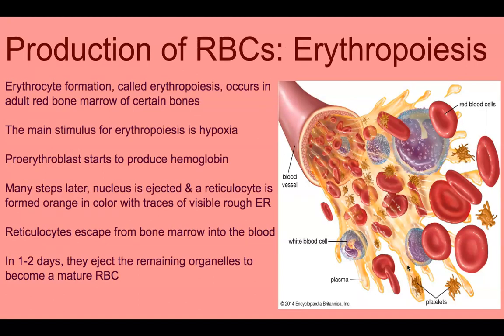So the method of production of RBC is known as erythropoiesis, that is erythrocyte formation or red blood cell formation, which occurs in the adult red marrow of certain bones. The main stimulus for erythropoiesis is hypoxia. Pro-erythroblast starts to produce hemoglobin.